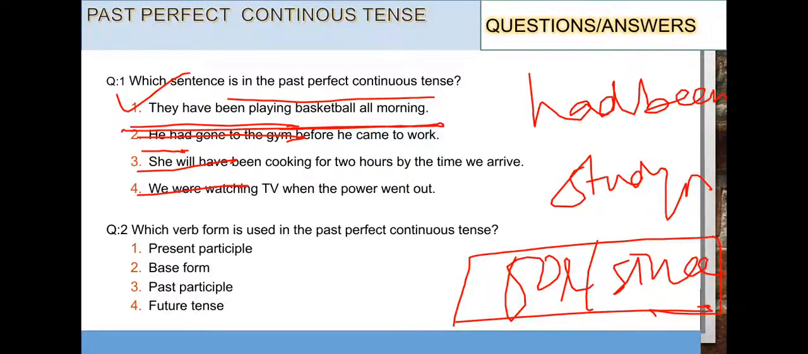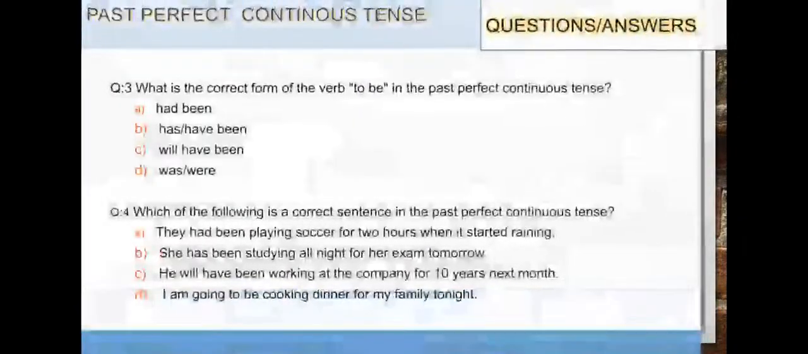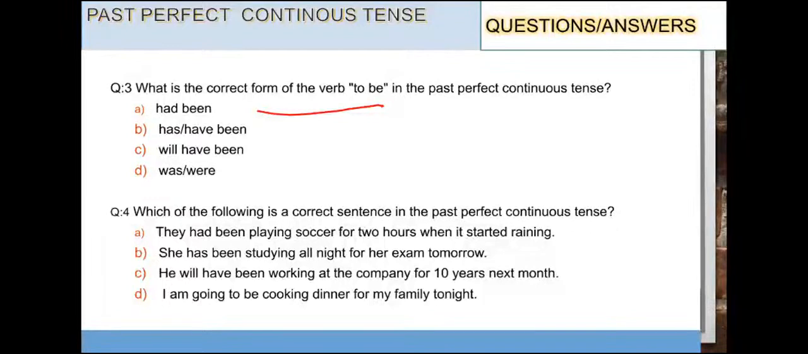Which verb form is used in the past perfect continuous tense? The present participle, which means the ing form of the verb. Okay, third question. Which is the correct form of the verb to be? It means had been.